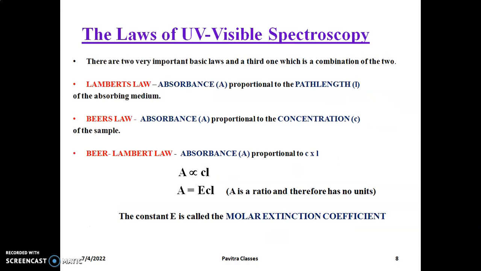Before going to UV, the laws are there. Some of the laws are there in UV-visible spectroscopy: Lambert's law and Beer's law. Later, both scientists' laws were combined, and it is called the Beer-Lambert law.